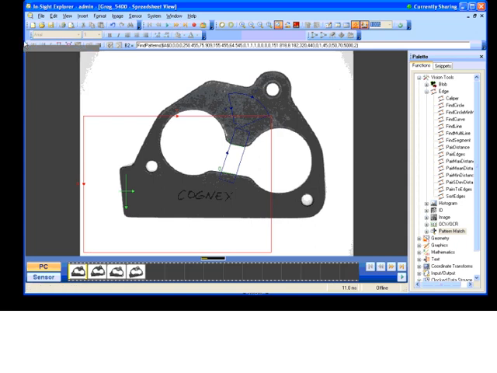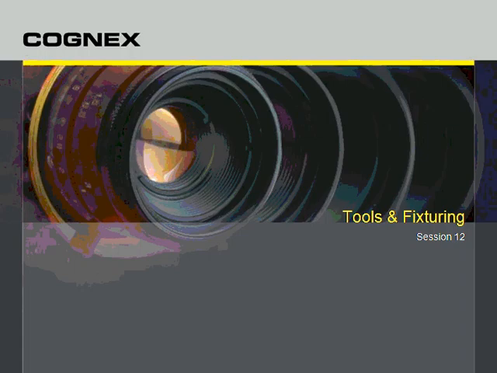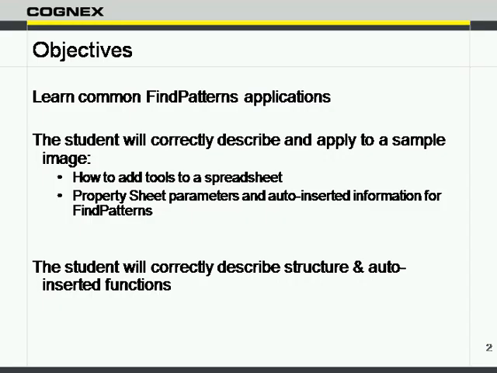Let's jump back into our live meeting here, and we'll go through some slides showing you exactly what we need to do. Okay. What we have here is our objectives: how to learn to use the Find Patterns tool, and how to add different spreadsheet tools and link them to the Find Patterns tool so that they can track as your part moves in the field of view. And let's describe the structures that build these and the auto-inserted functions that follow.